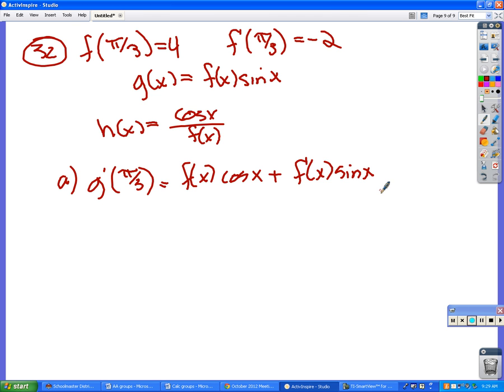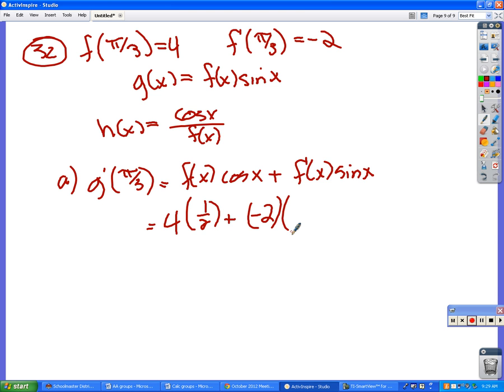Okay. And then now let's plug in pi over 3. So what is f of pi over 3? 4. What is the cosine of pi over 3? Anybody got that one right off the top of their head? Do you got that memorized? It's 0.5. That's handy. What is f prime of pi over 3? Negative 2.